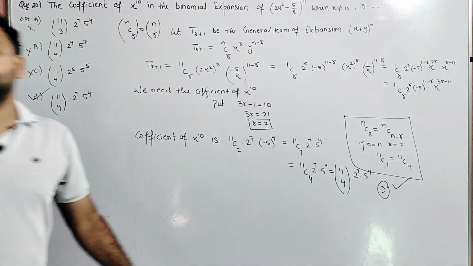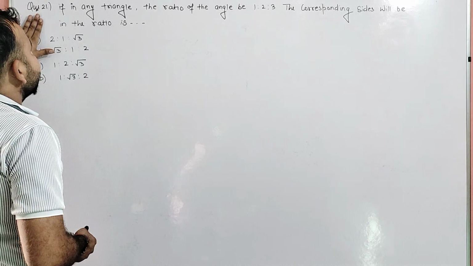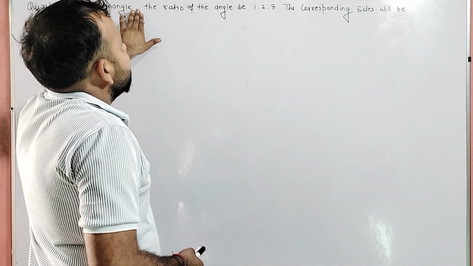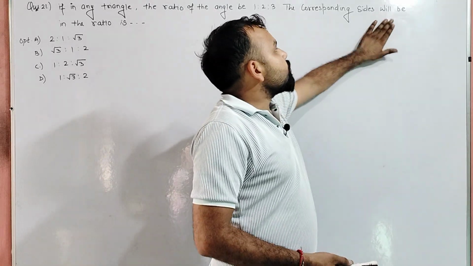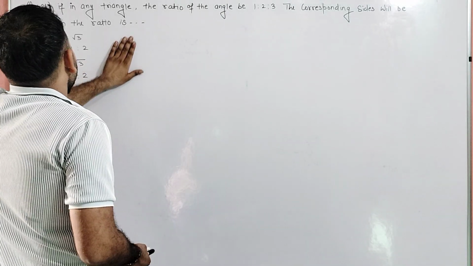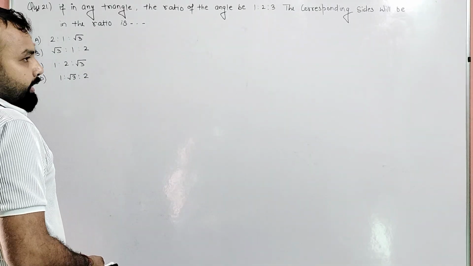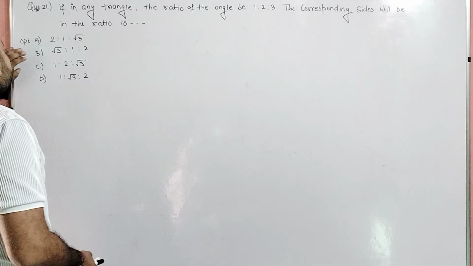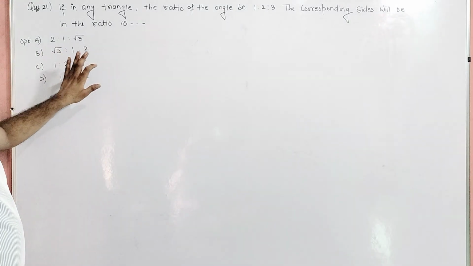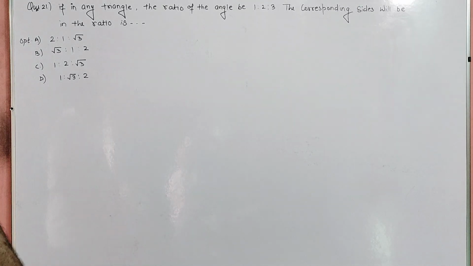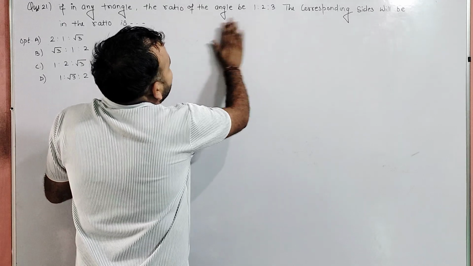Okay student. So student, our next question is question number 21. If in any triangle the ratio of angles be 1:2:3, the corresponding sides will be in the ratio. Option A is 2:1:3. Option B is √3:1:2. Option C is 1:2:3. Option D is 1:3:2. So student, in this question we can see that the ratio of angles is given.